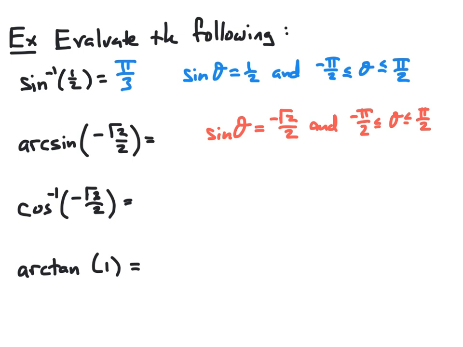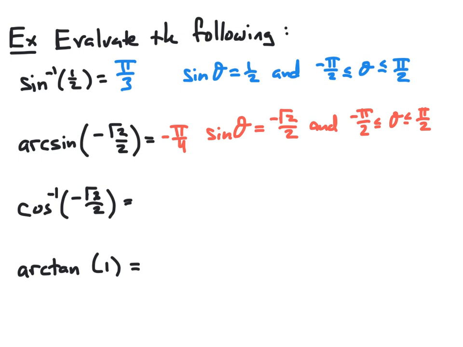We need an angle whose reference angle is pi over 4, since we know the sine of pi over 4 is square root 2 over 2. And to make the angle a negative angle in the fourth quadrant, we simply make our arcsine value a negative pi over 4. And this angle will do what we need it to do.